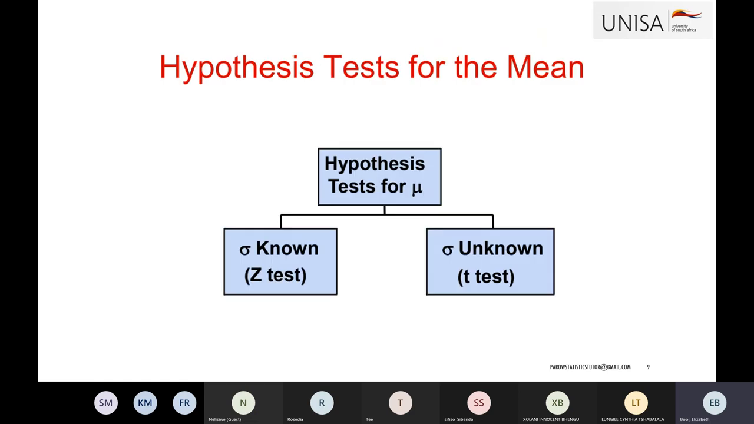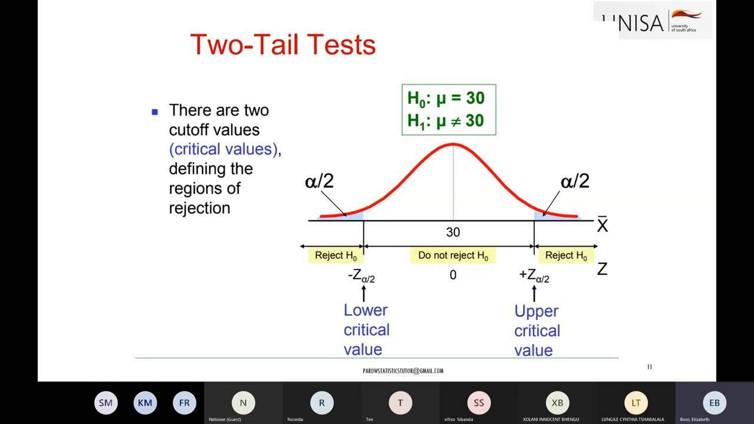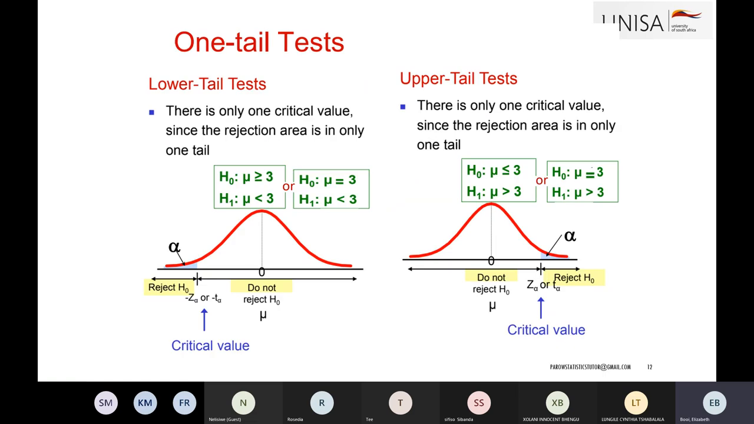We also learned that with hypothesis testing for the mean, when the population standard deviation is known, which is what we did on Wednesday, we use the z-test. Today, we're going to look at when the population standard deviation is unknown, and we're going to use the t-test, which is the same as your sampling distribution z-value. When we make a decision in a two-tail test, we have two rejection areas, and anything in between, we do not reject. Anything that falls in the rejection area, we reject the null hypothesis.